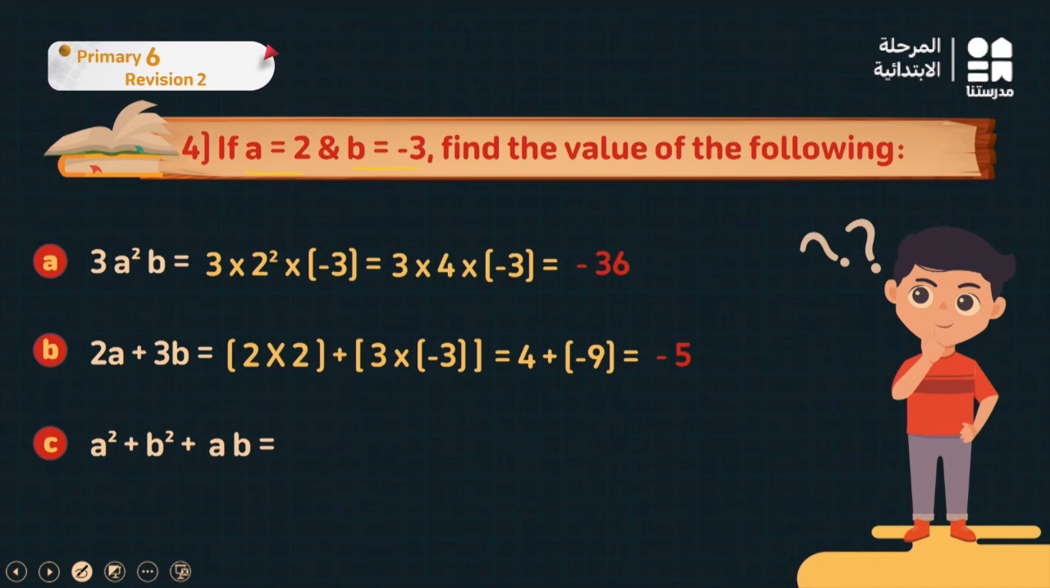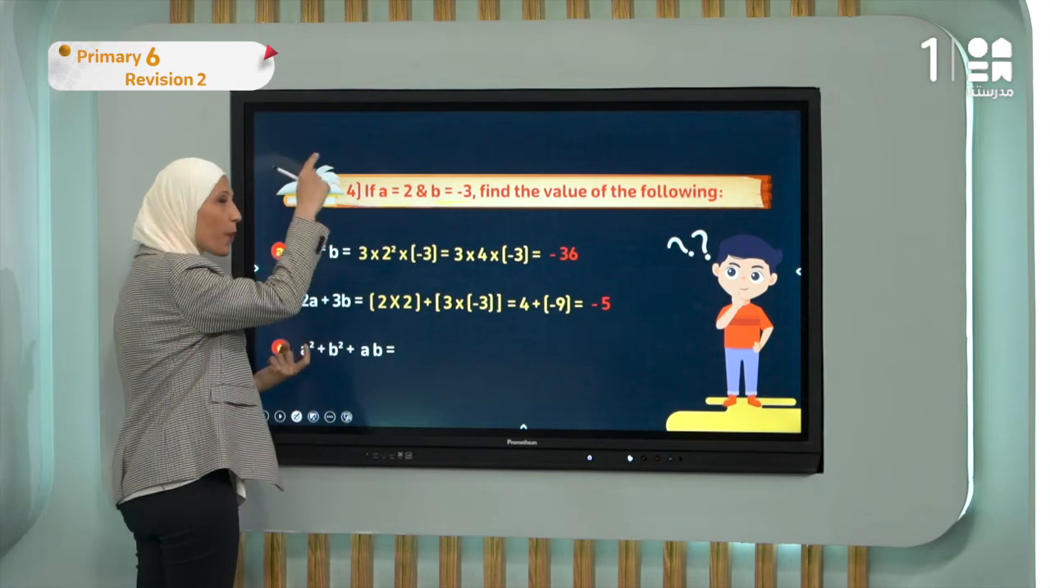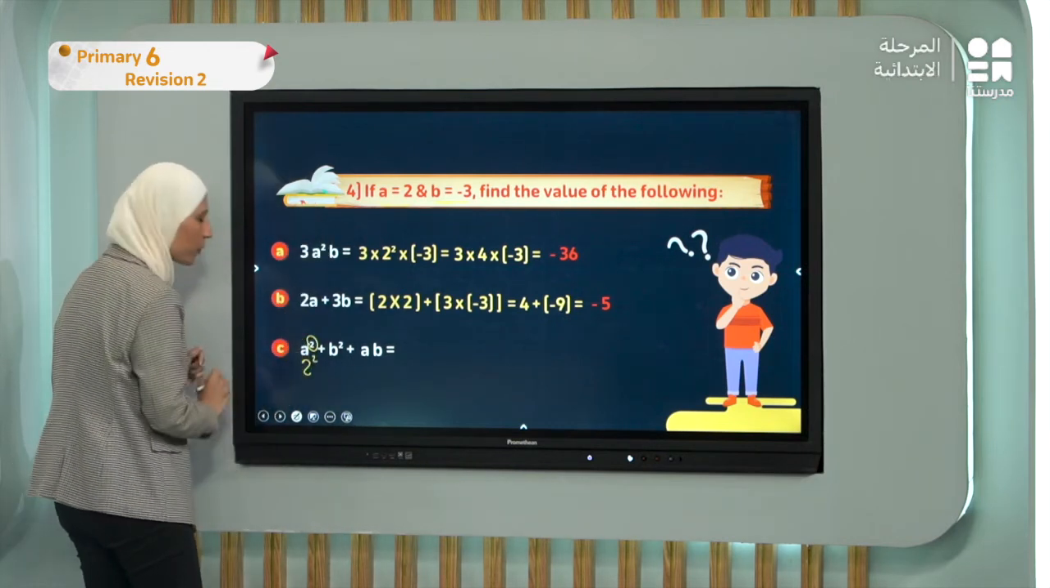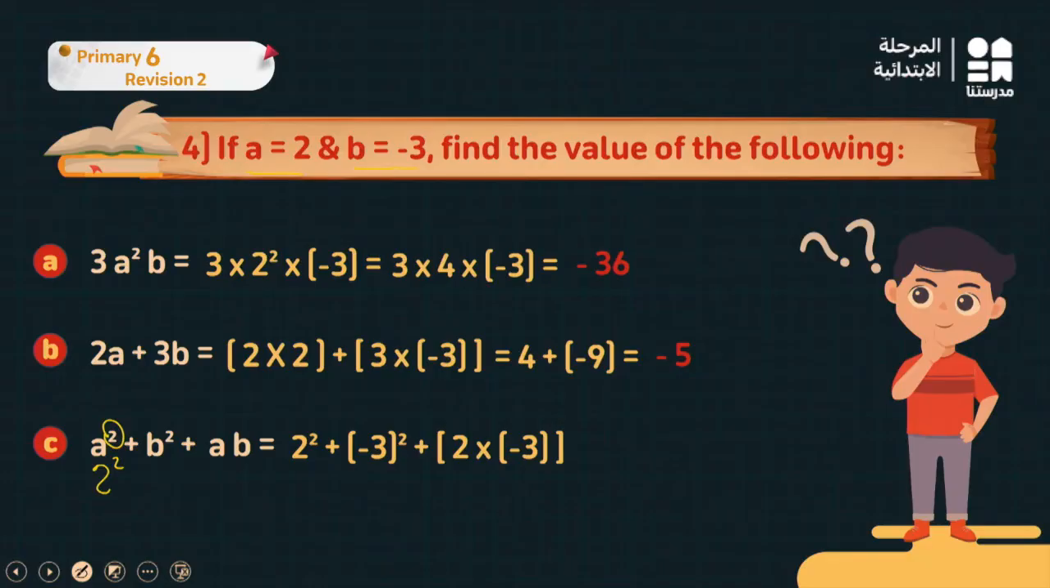I have a to the power of 2 plus b to the power of 2 plus ab. ab here means a times b. So I am going to take a and replace it by 2 to the power of 2. Here I have power of 2, as if I am writing 2 power of 2. I am going to write it like that. So I am going to write 2 to the power of 2 plus negative 3 to the power of 2 plus 2 times negative 3.